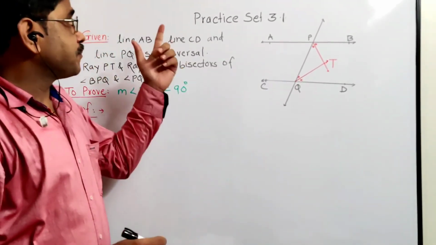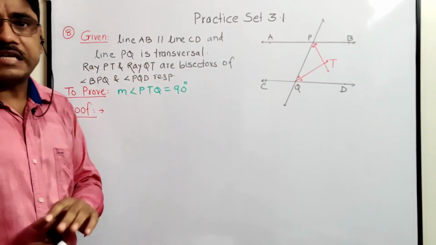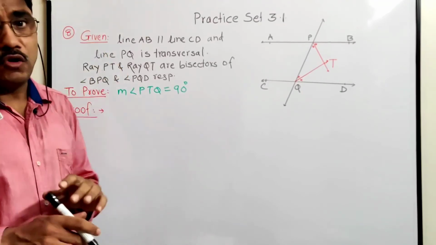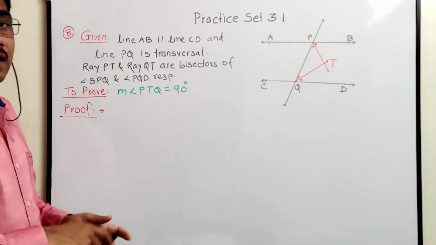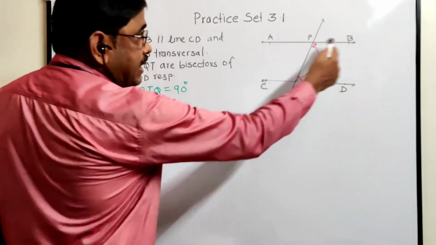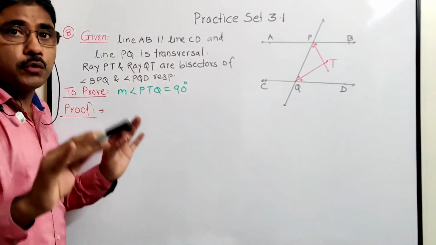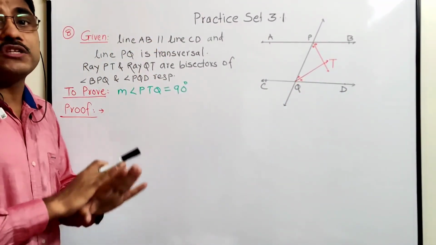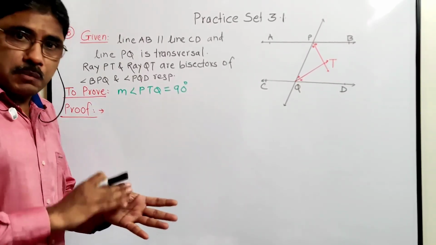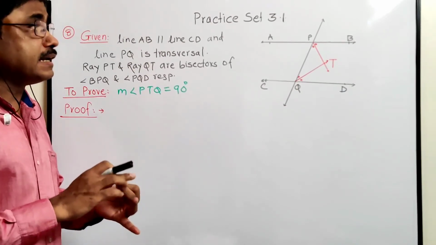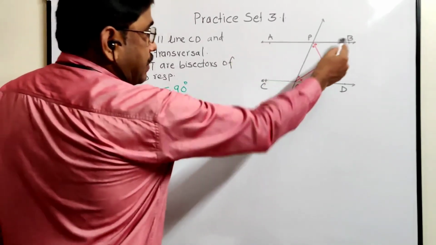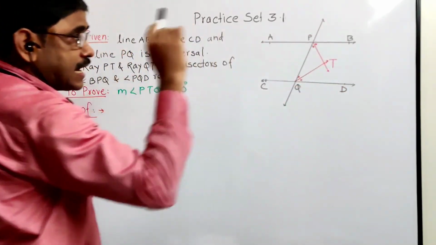Friends, let us see the 8th sum from practice set 3.1. In the 8th sum, the figure is given. Observe that figure carefully first and read what is given, and then write what to prove. So what is given? Lines AB and CD are parallel to each other. In the second chapter we studied the properties of parallel lines, theorems of parallel lines. Some tests are there: corresponding angle test, alternate angle test, and interior angle test. So we have to use that one. So AB parallel CD and PQ is the transversal.